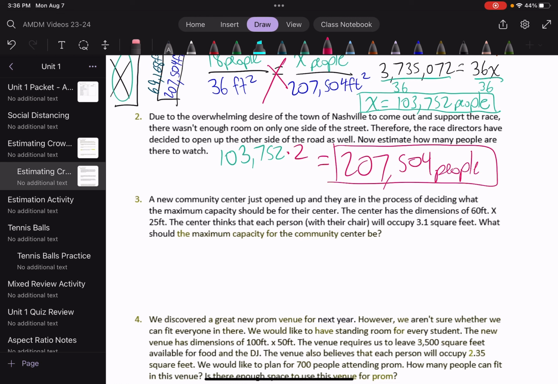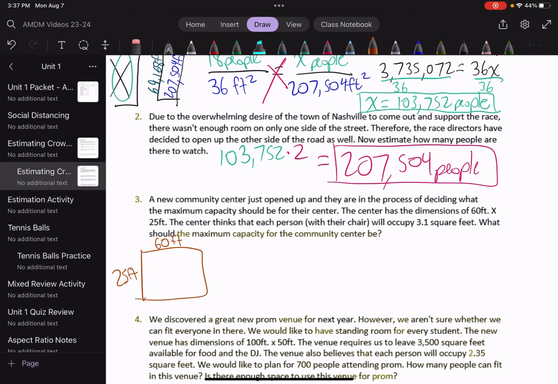That leads us to question 3. It says a new community center just opened up and they are in the process of deciding what the maximum capacity should be for their center. The center has the dimensions of 60 feet by 25 feet. So I'm going to go ahead and draw that out just so we know. We've got 60 feet by 25 feet. All right? And the center thinks that each person is going to occupy 3.1 square feet. So that's important. With their chair, they're going to occupy that 3.1 square feet.